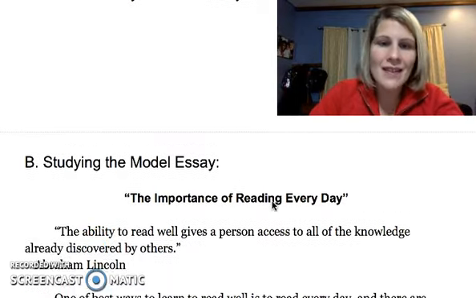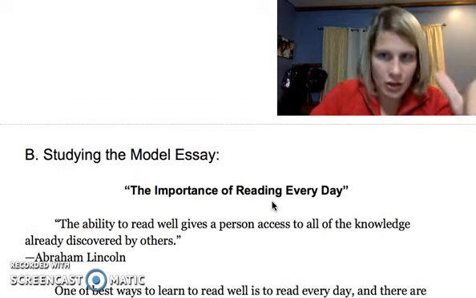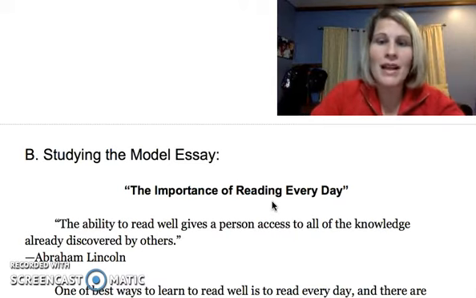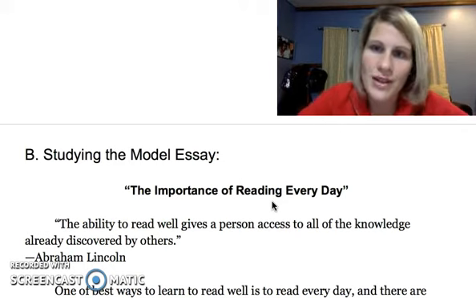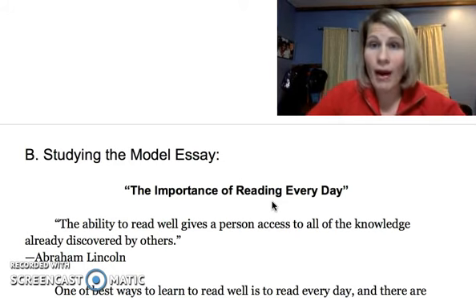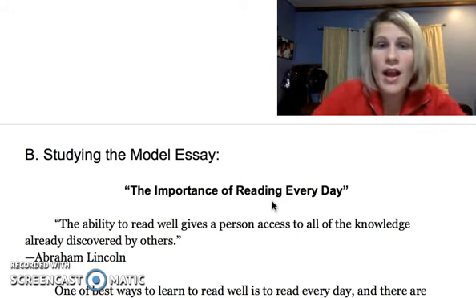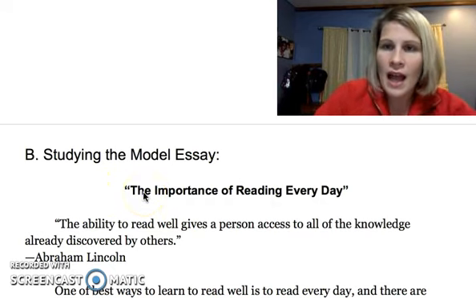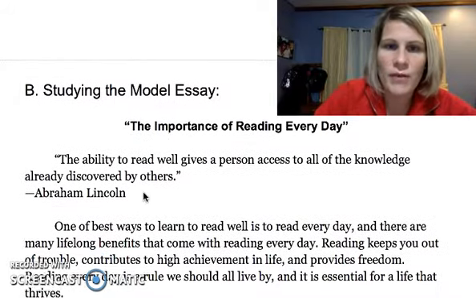At the top, just like with a graph, it should have a title. And the title, just like with a graph, should be meaningful to what your essay is going to be about. It should tell you what it's about. There's no reason to make it a mystery. So the essay title here says, The Importance of Reading Every Day. Now I know what to expect when I start reading.